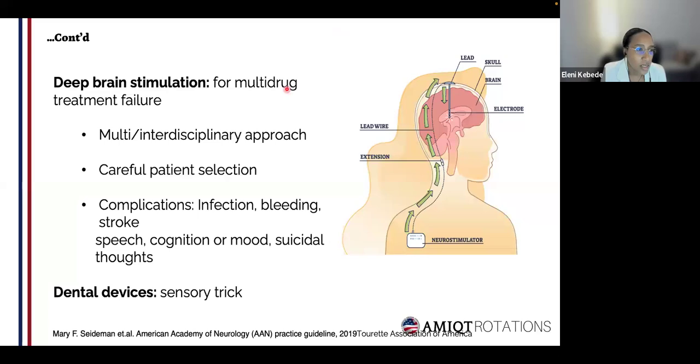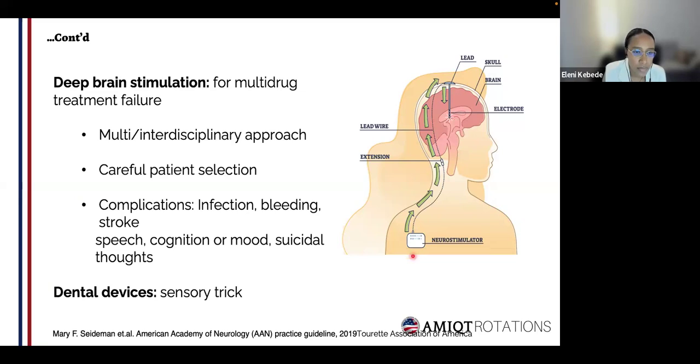And the other one is deep brain stimulation. So it's not approved by FDA, of course. It's approved for other movement disorders like Parkinson, but not for this. But AAN recommends it for multiple drug treatment failure. And what we have to see is that there's 2 components of deep brain stimulation. There's the neurostimulator here, like we see. This is the pulse generator. And we have electrodes that are seated inside the brain.